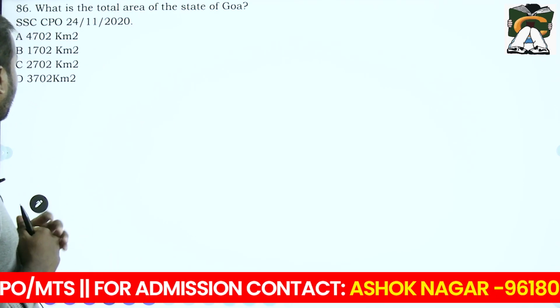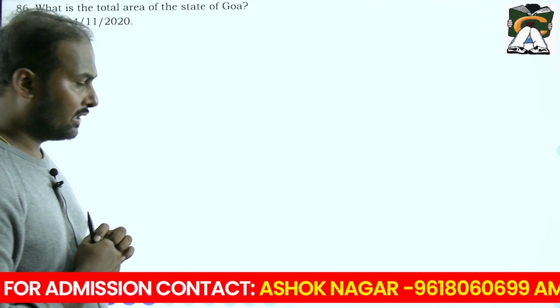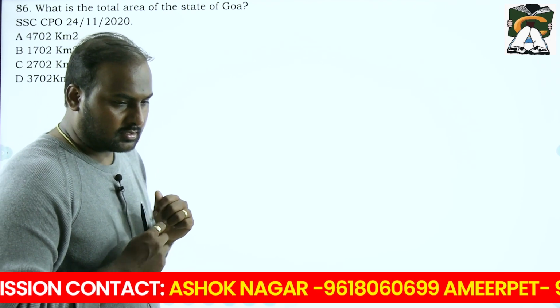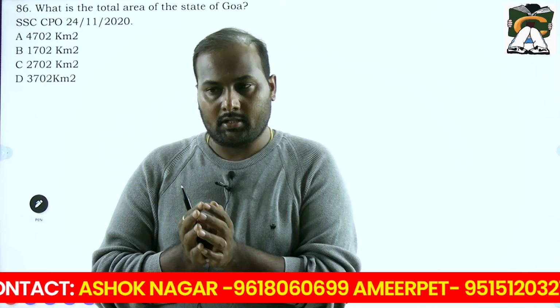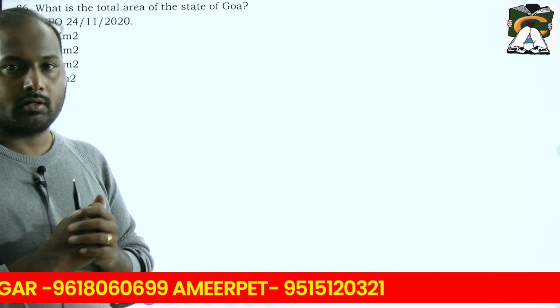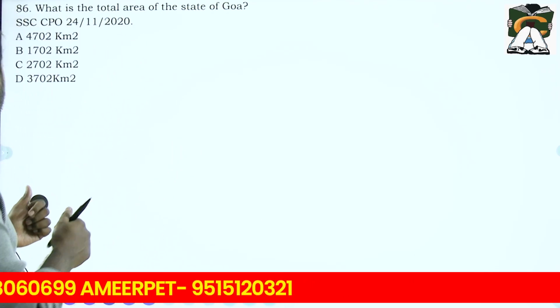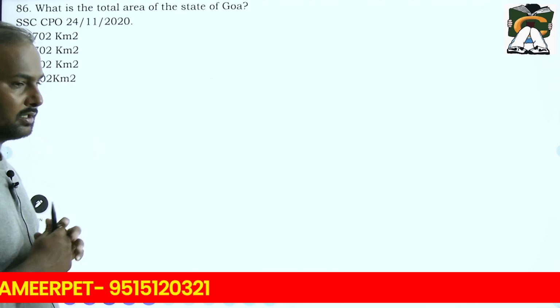Right. Next. What is the total area of state of Goa? See, it is very important because Goa is the smallest state in India. So you need to remember the area as well as like Rajasthan. Okay. Similarly, you have to remember for this also. Your answer is 3702 kilometer square.